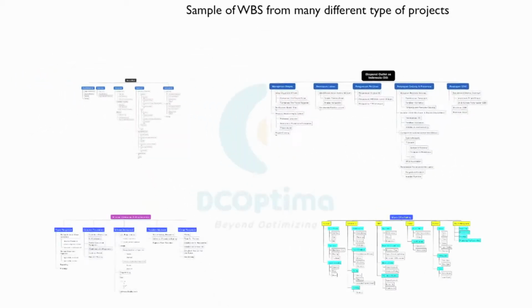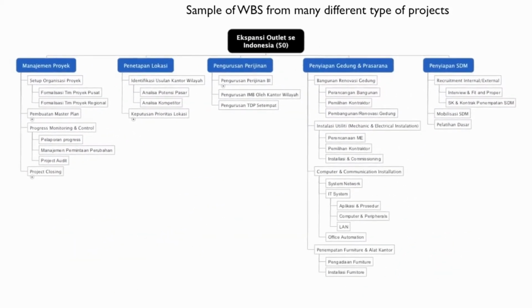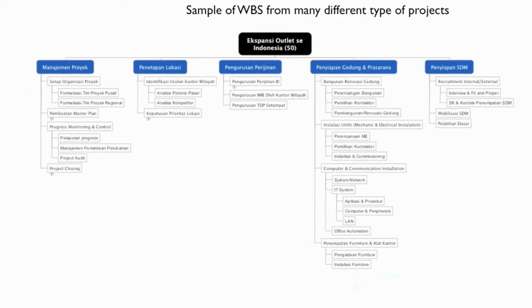The second one is outlet expansion. It was taken from one of the Indonesian banks some years ago. This bank wanted to expand its outlets all over Indonesia. It was a multi-year project.